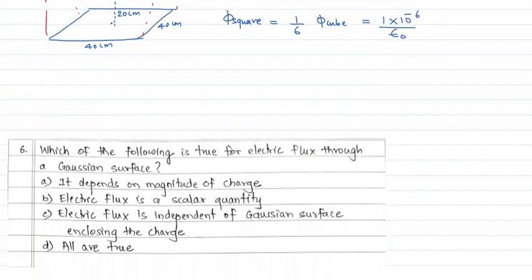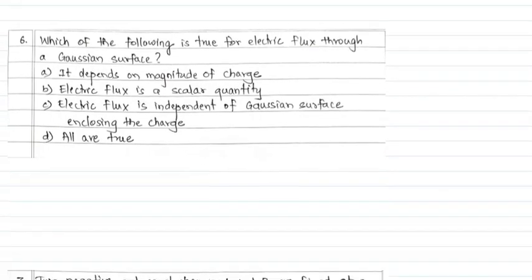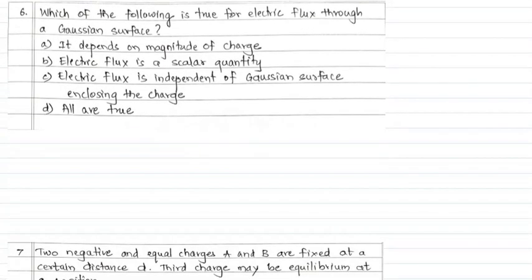Next, sixth one. It is theoretical. Which of the following is true for electric flux through a Gaussian surface? It depends on the magnitude of charge. Yes, correct, because flux is given by 1 by epsilon naught summation q, so it depends on charge. Flux is a scalar quantity. Yes, correct. Flux we take as E dot ds, so it is the scalar product of E and ds.